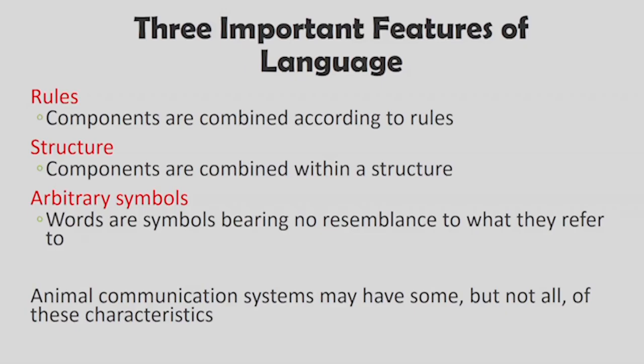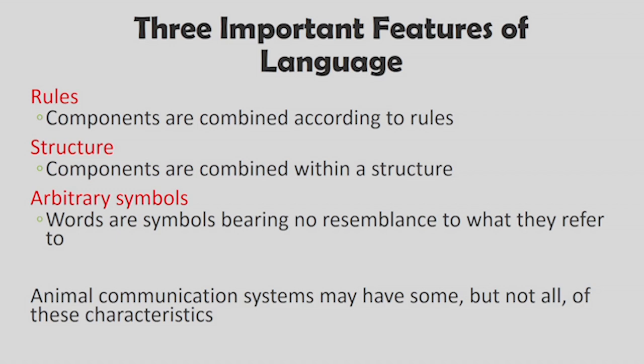Now, there are three important features of any language, and these important features are what distinguishes human language from animal language. As we saw, the animal communication systems have four different features. Similarly, human languages have three interesting features which distinguish them from any other communication systems which exist out there.